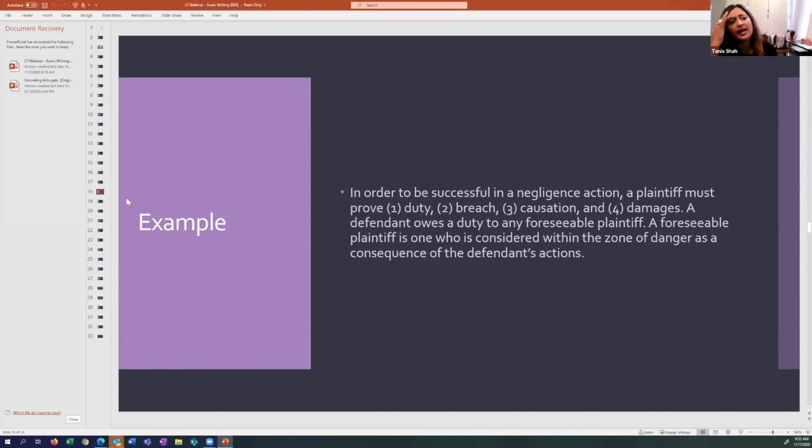All right, and why, Professor Raposa, did you particularly narrow it by talking about the foreseeable plaintiff?